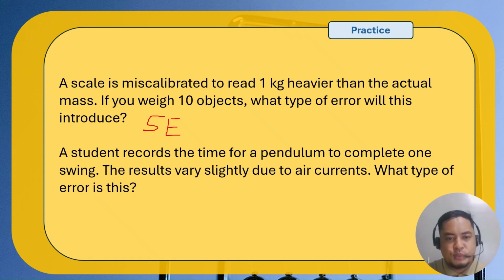And then next, a student records the time for a pendulum to complete one swing, or the period, right? The period when a pendulum has one complete swing. And then the result varies slightly due to air currents. Air currents are our North Star here. We cannot control the air currents. And then the type of error is, of course, a random error.